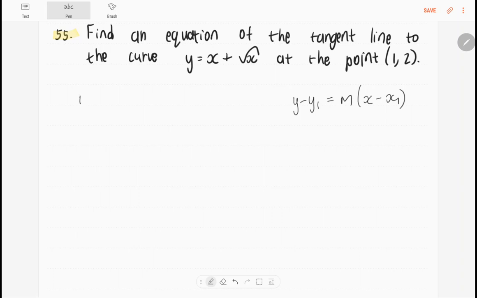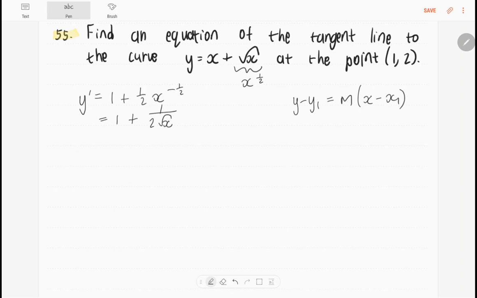So let's first get our derivative. It's going to be the derivative of x, which is 1, plus the derivative of the square root of x. Square root of x we can also write as x to a half. So it's a half, x to the minus a half. And this we can also write as 1 plus 1 over 2 root x.